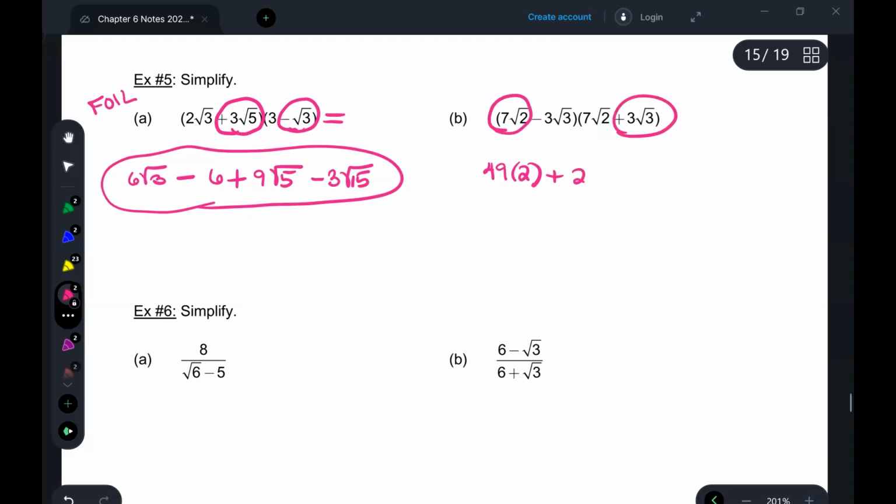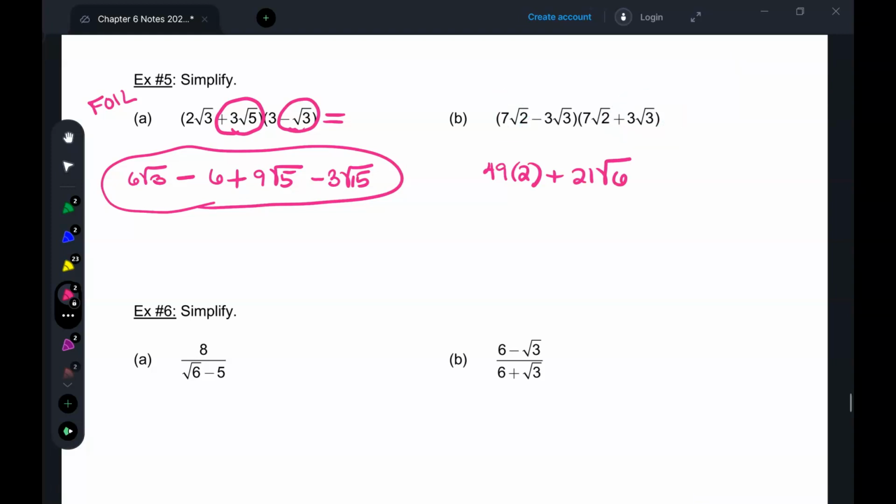Okay, next one. So that's going to be plus 21 root 6. Right? Multiply the 7 and the 3. Multiply the root 2 and, but look what happens on the inside. The outsides.